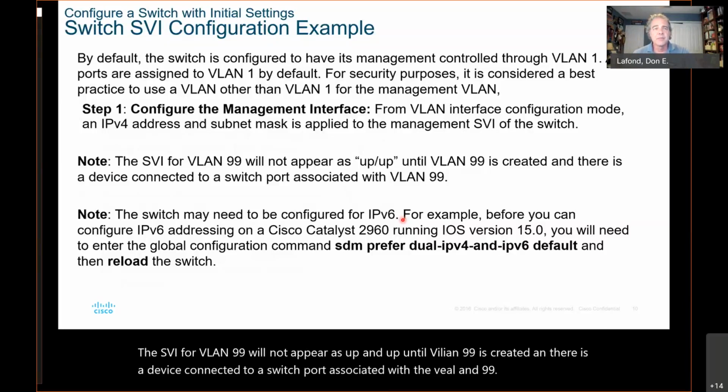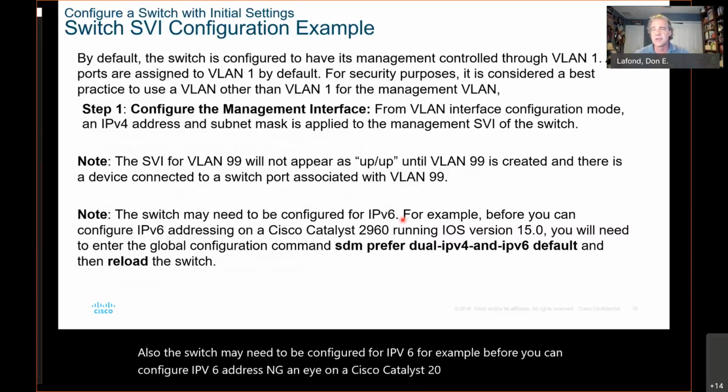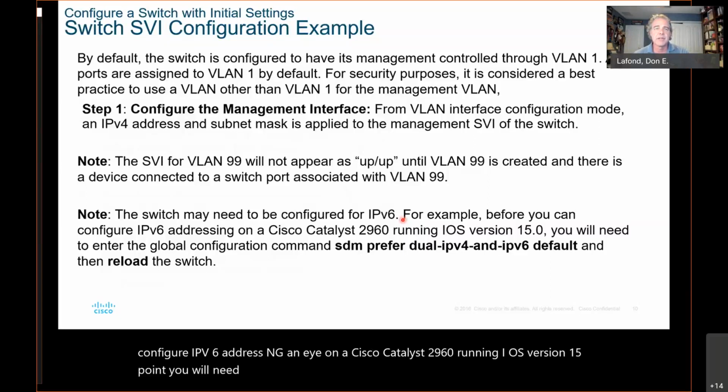Also, the switch may need to be configured for IPv6. For example, before you can configure IPv6 addressing on a Cisco Catalyst 2960 running IOS version 15.0, you will need to enter the global configuration command sdm prefer dual-ipv4-and-ipv6 default, and then reload the switch.